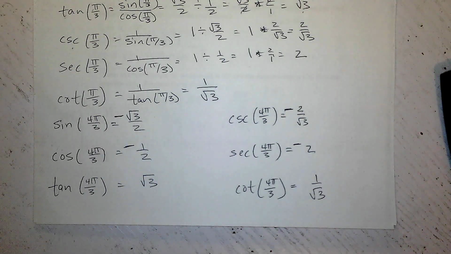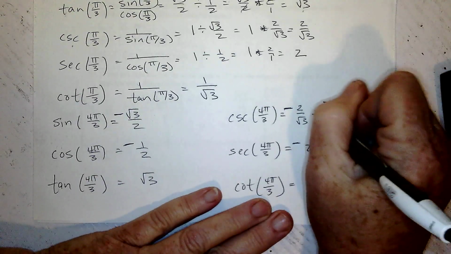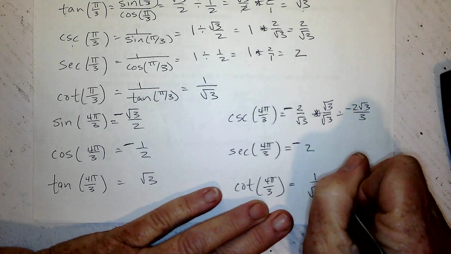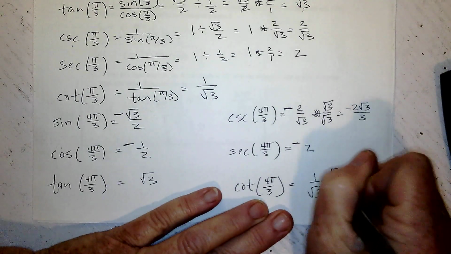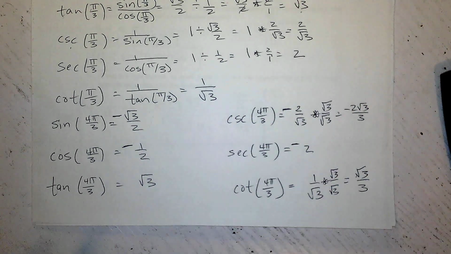Lastly, you can get 2 bonus points by multiplying and rationalizing your denominator. So negative 2 square root of 3 over 3, and times square root of 3 over square root of 3 is square root of 3 over 3. Okay? That's everything for that.